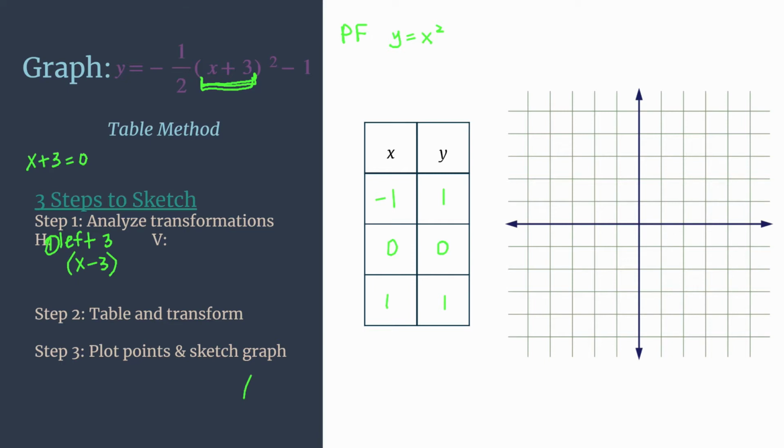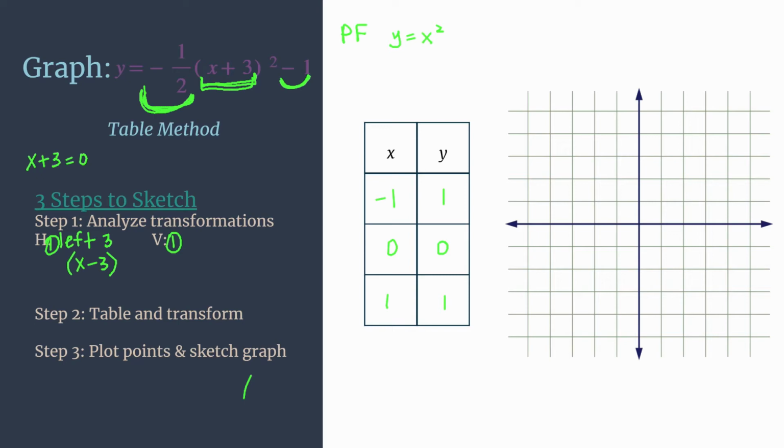All right, now we can look at our vertical transformations. That's everything else, basically. We have this -1/2 out front and this -1 in the back. Remember, we should apply vertical transformations in PEMDAS order, so multiplication will come before subtraction. And we kind of have 2 transformations going on here. The negative also reflects this graph vertically, so that's going to be over the x-axis.